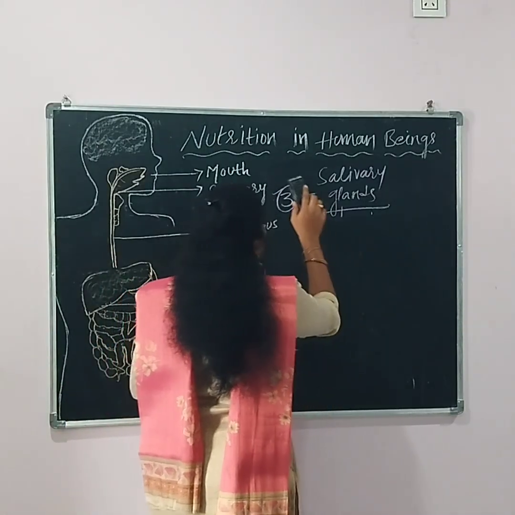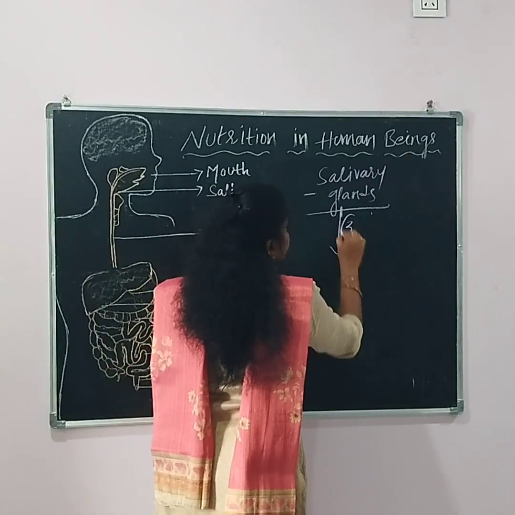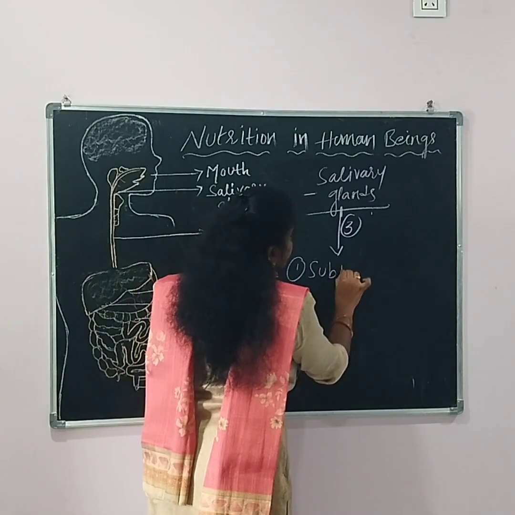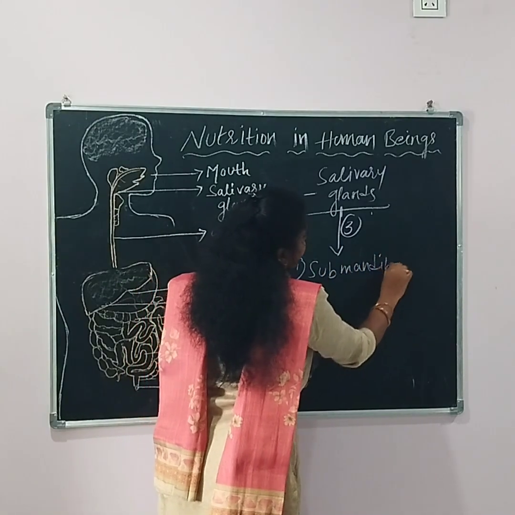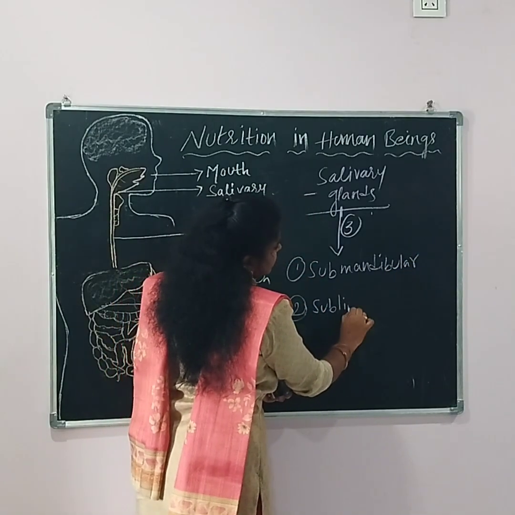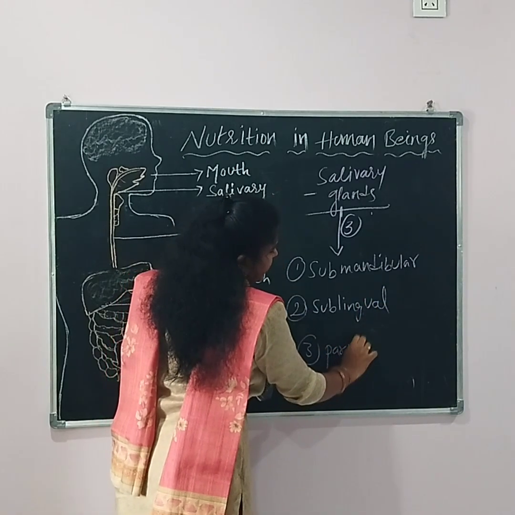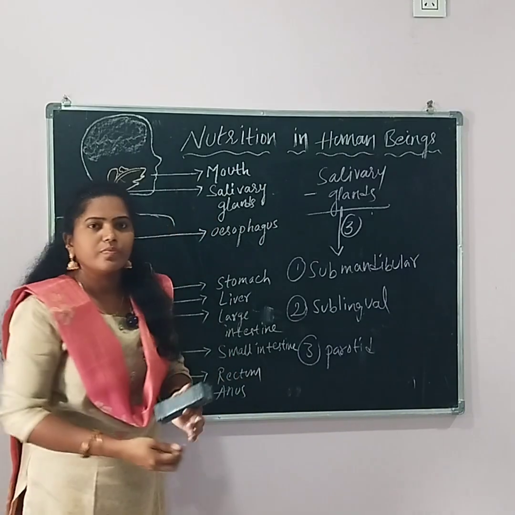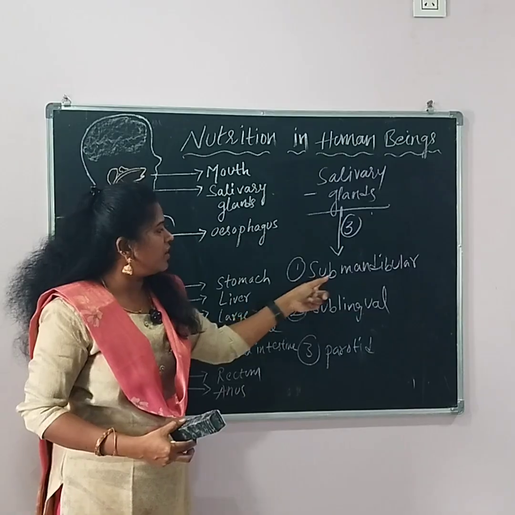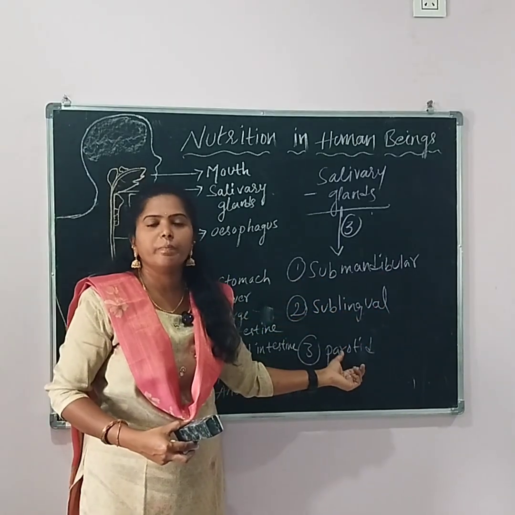Let us see. Here salivary glands are of 3 types. First one is the submandibular, second one is the sublingual, and third one is the parotid. Three types of salivary glands are present in our mouth. First one is the submandibular, second one is the sublingual, and third one is the parotid.